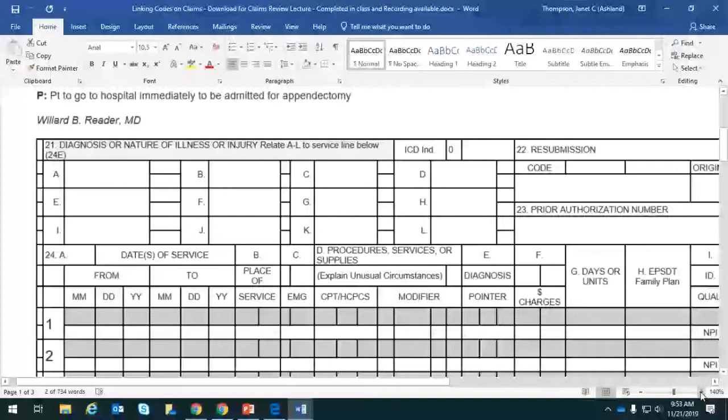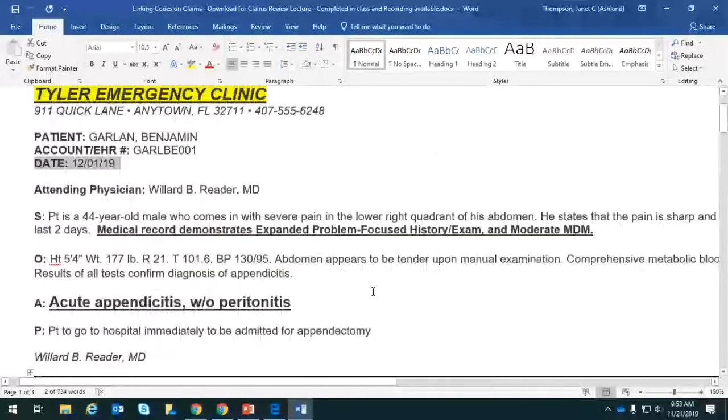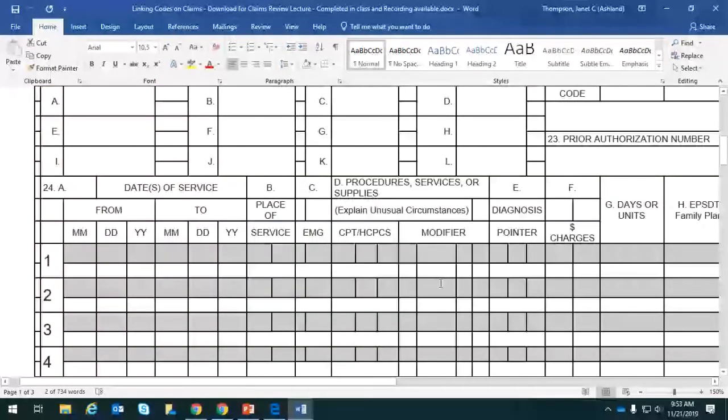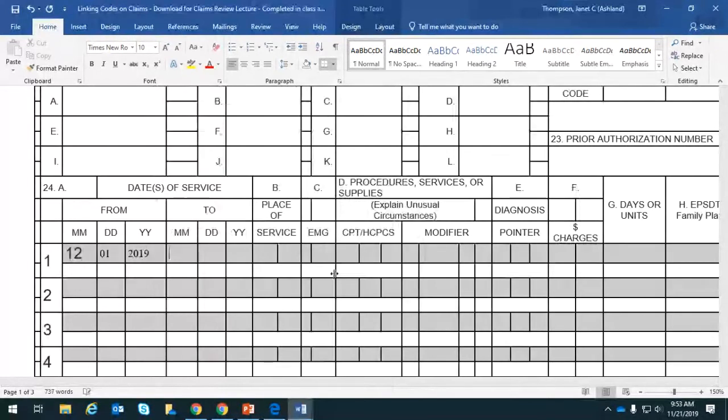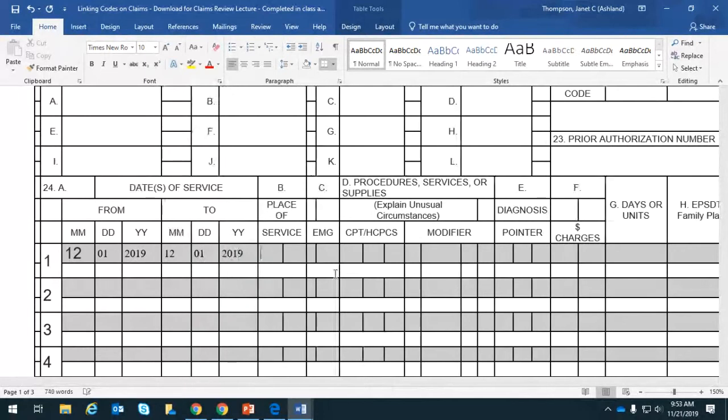So starting at box 24, this was December 1st, 2019. Okay, so I'm going to put in my dates here. I'm looking at box 24. I'm going to put in my dates, and you don't have to type this in with me. It's probably better if you just watch for now, and you can maybe do this at home later. This was all in one day.